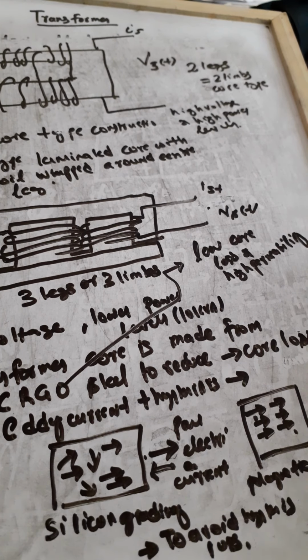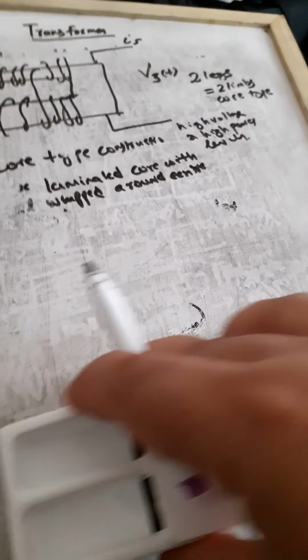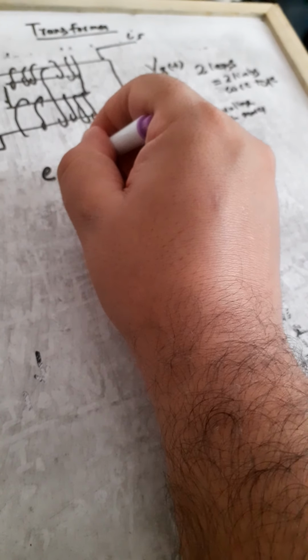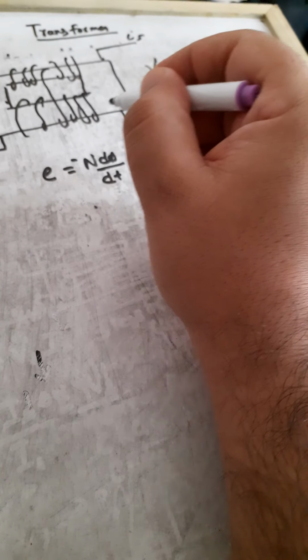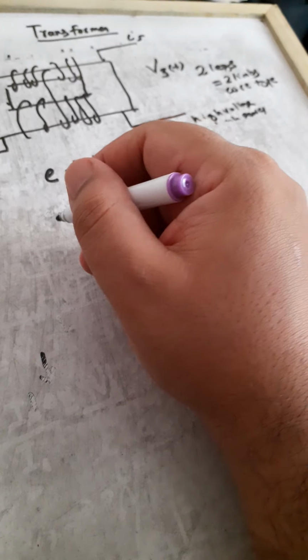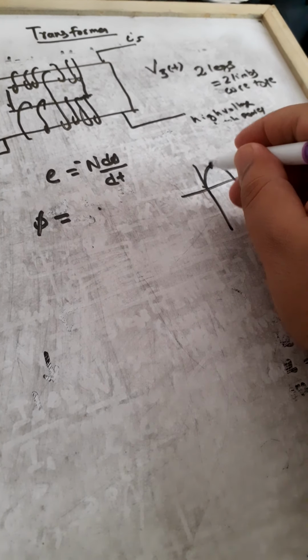So if you want the output equation of the transformer, from there we will stop today's discussion. How do you write the output equation of a transformer? We know from Faraday's law, E is equal to N d phi by dt, or from Lenz's law, E is equal to minus N d phi by dt, because it's the mutual reaction. Suppose your flux is sinusoidal and varying with time. This is your maximum flux, phi m.